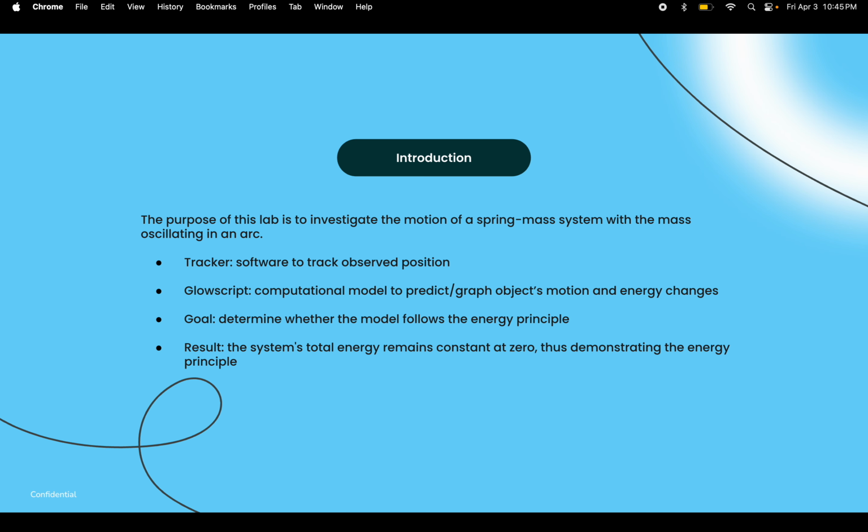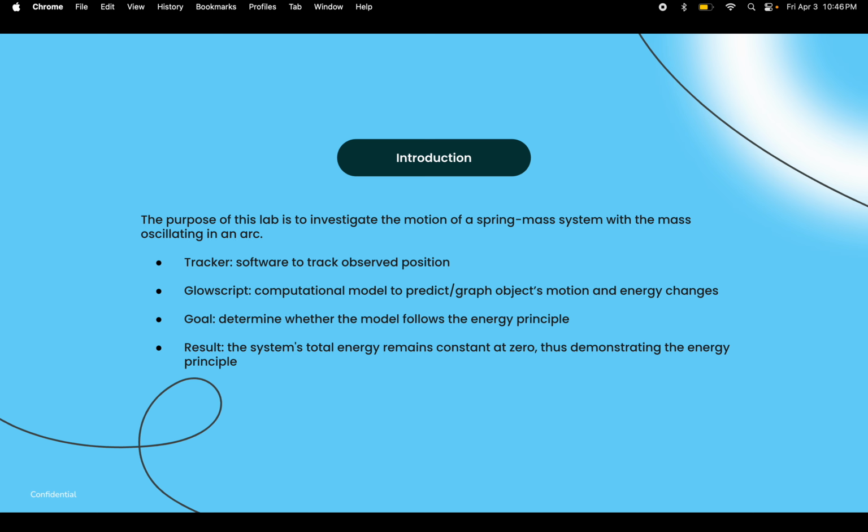The main purpose of this lab was to investigate how a spring mass system behaves and determine whether a computational model of that system follows the energy principle. To do this, we use two important tools. The first tool is Tracker, which is a video analysis software that allows us to track the position of an object frame by frame. This gave us real experimental data for how the system moves over time.